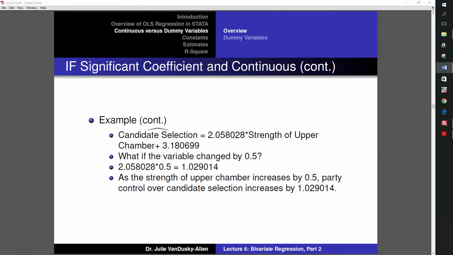But what if we wanted to know by how much the dependent variable changed when the independent variable changed by half, or 0.5? We simply multiply the b hat by 0.5. 0.5 times 2.058028 is 1.029014. So we can say as the strength of the upper chamber increases by 0.5, party control over candidate selection increases by 1.029014.